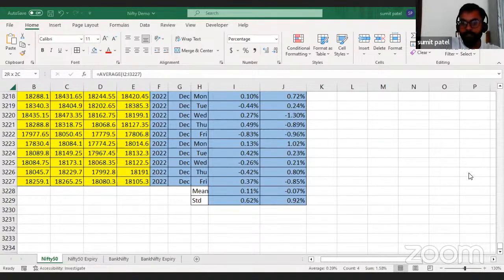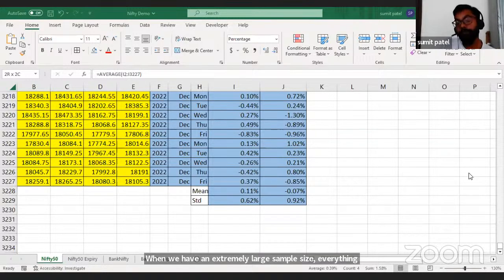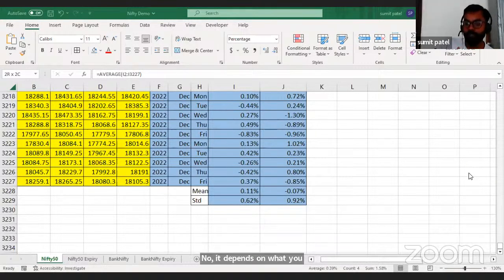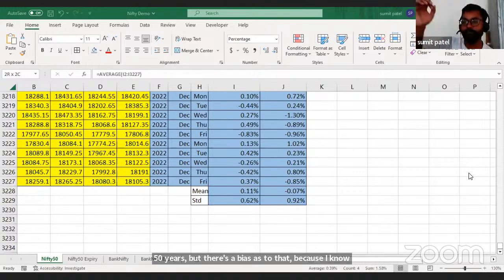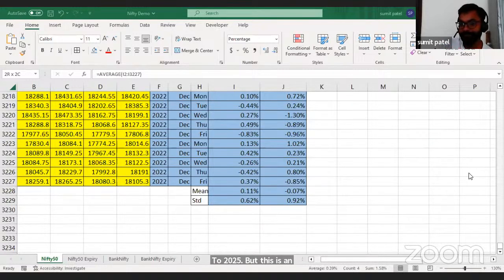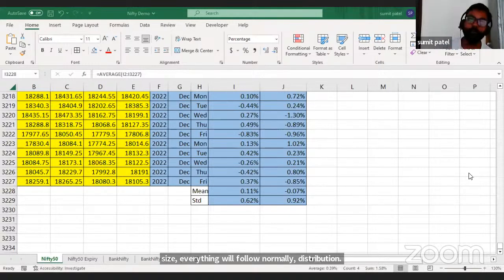When we have an extremely large sample size, everything follows a normal distribution. No, it depends on what you are trying to figure out. There has to be a common base, like the height of all 25-year-olds. If I said the height of everybody from 10 years to 50 years, there is a bias as well, because I know that height increases from 10 years to 20, 25. But this is an additional thing which is not constant. So it's partly correct that with an extremely large sample size everything will follow a normal distribution, but not everything. Something you'll have to keep constant.